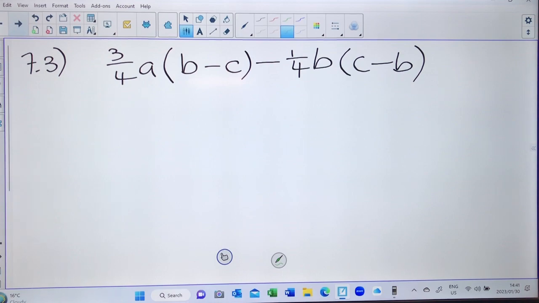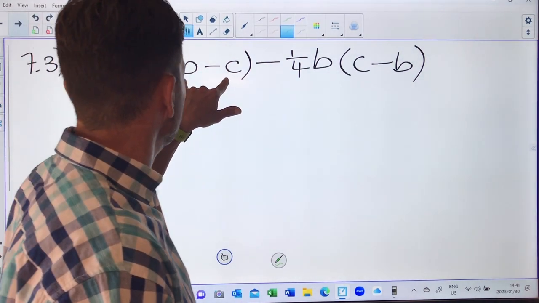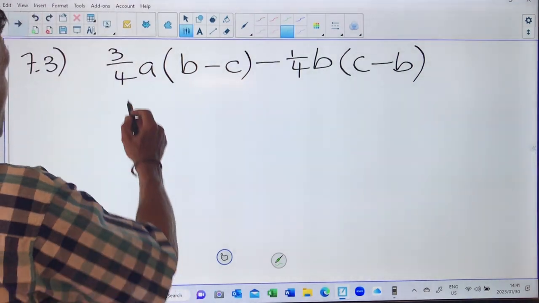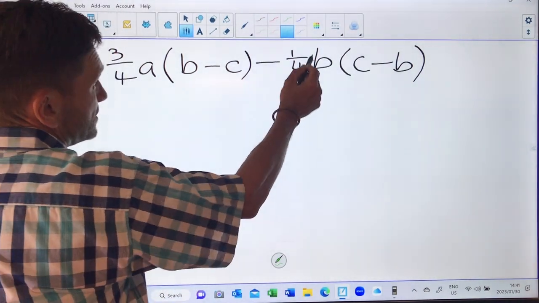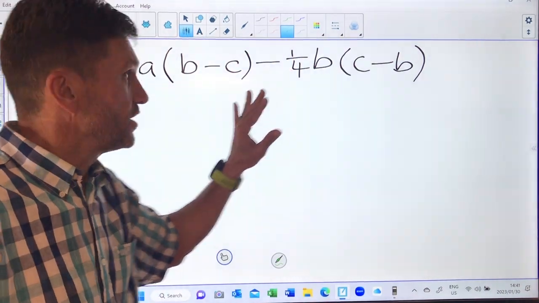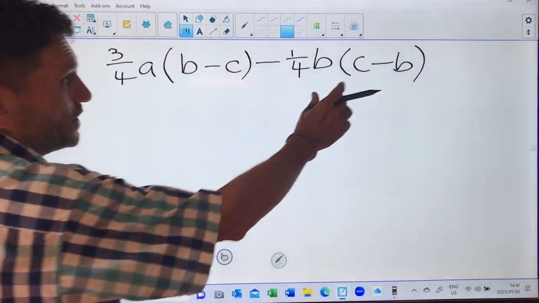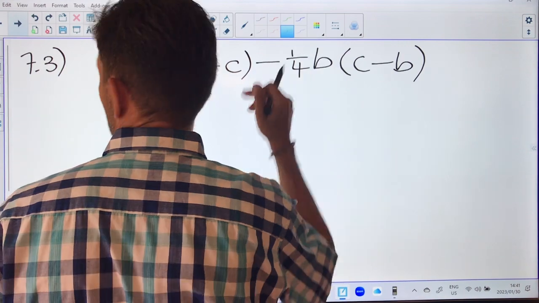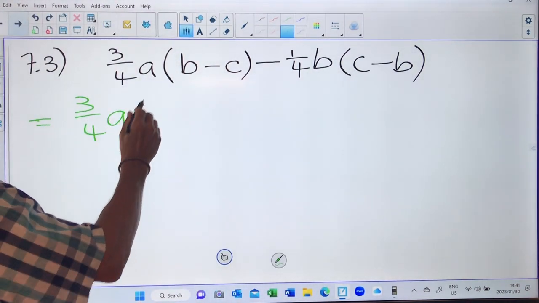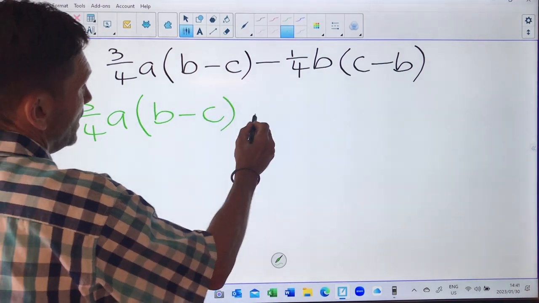7.3. You can see we have the same scenario here. We have a b minus c and a c minus b. But there is something else here with this, so we'll come back to that. Let's just focus on the brackets for now. From the previous example, we know that we can swap these two around, but then we have to change the sign in front. So this will stay 3/4 a, b minus c.